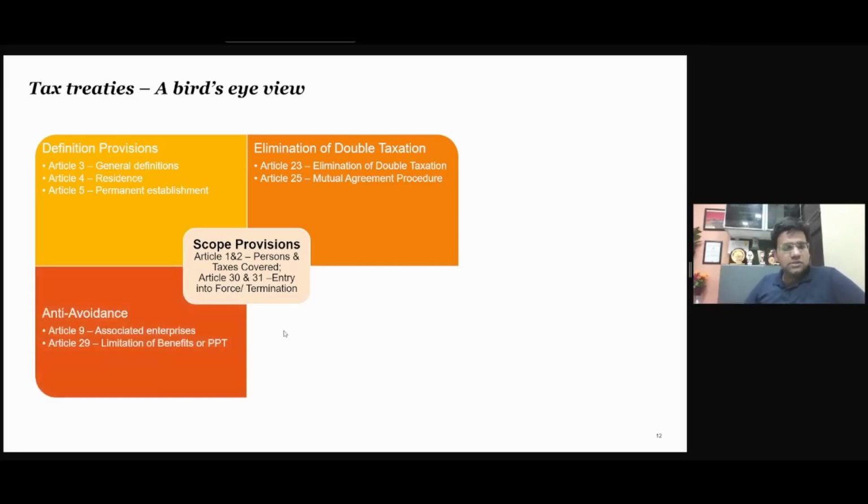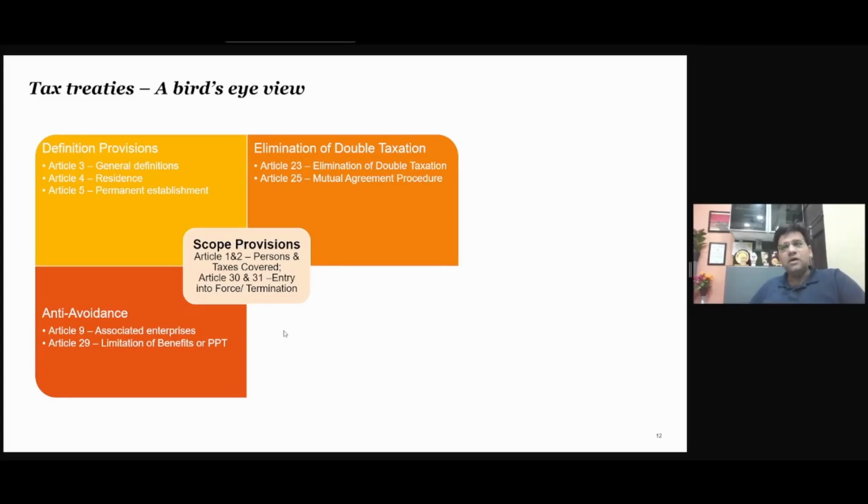Then very interesting provisions come on anti-avoidance. Like we all know, our Indian Income Tax Act has general anti-avoidance rules, which we usually know by the name of GAAR. Similarly, in treaty, we already have certain anti-avoidance clauses. One is Article 9 on associated enterprises, which is primarily similar to the principle of transfer pricing we discussed earlier. And then is Article 29, which is on limitation of benefits or principal purpose test. Limitation of benefits is quite an old article in many treaties, but principal purpose test is a very new development. So principal purpose test is a very wide anti-avoidance provision which has culminated after OECD BEPS 1.0, pursuant to the MLI, the multilateral instrument of BEPS.